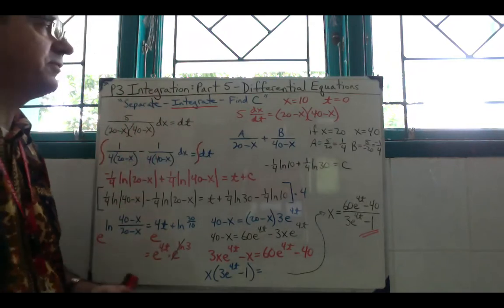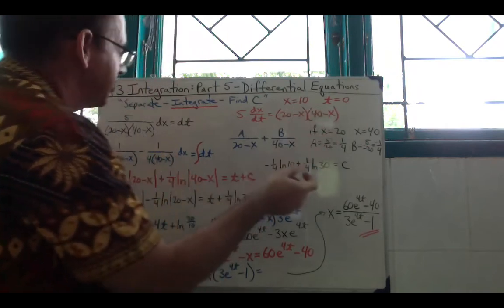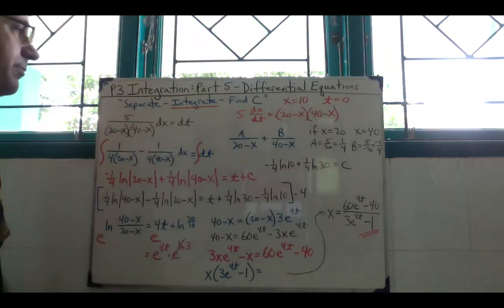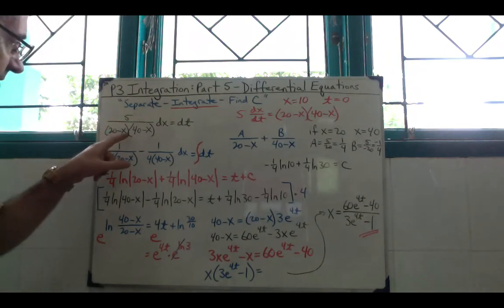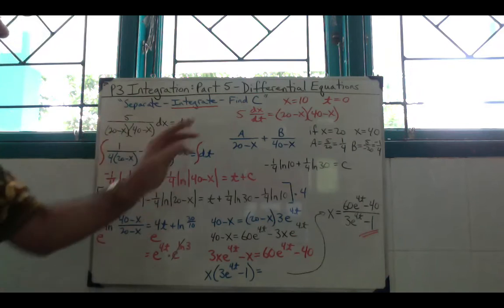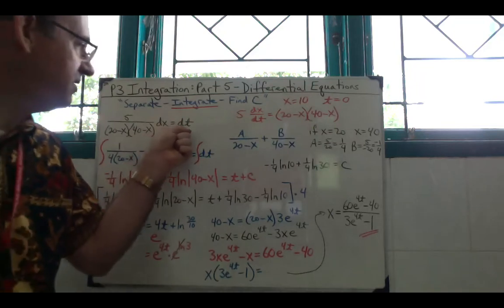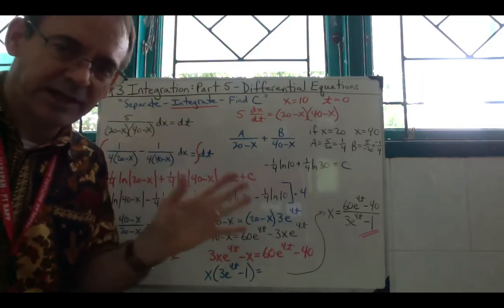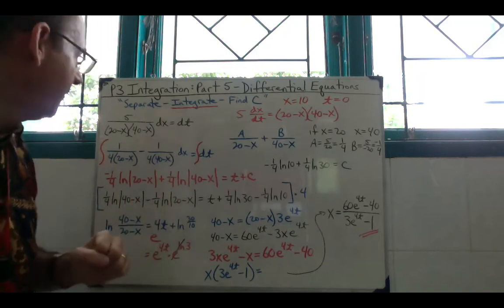So to separate the variables, our dx is already on top. So both of these x terms need to divide to the bottom here: 5 over (20 minus x) times (40 minus x). So now our x's are with the dx, and we're going to multiply the dt to the other side, and the dt is all by itself. That's okay, don't worry about it. There's no t variable in here right now.